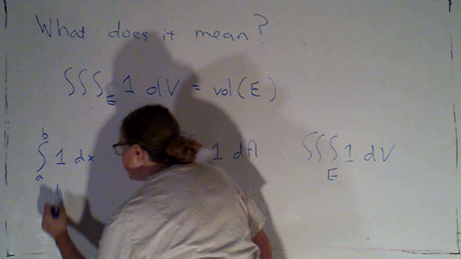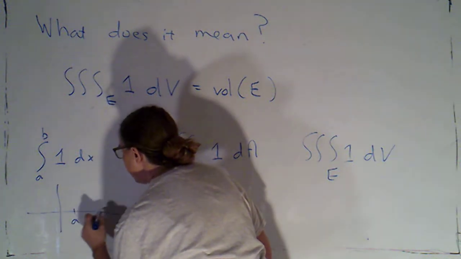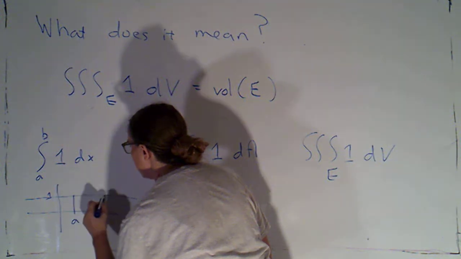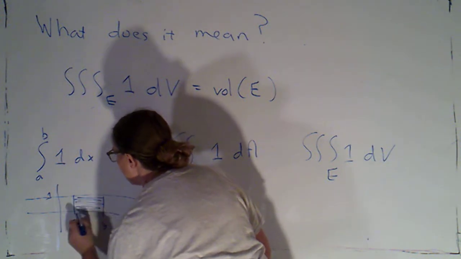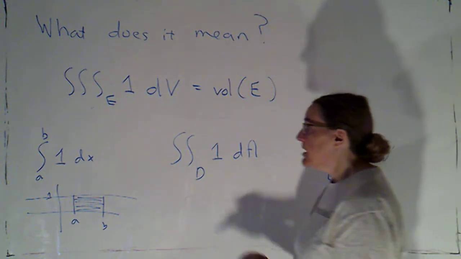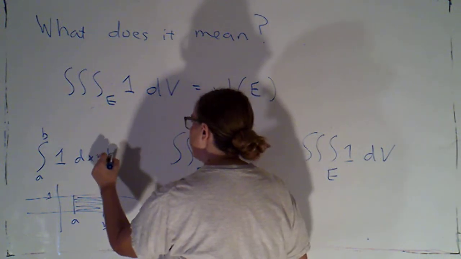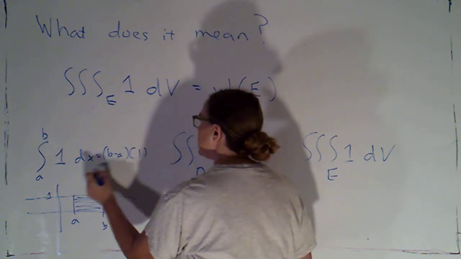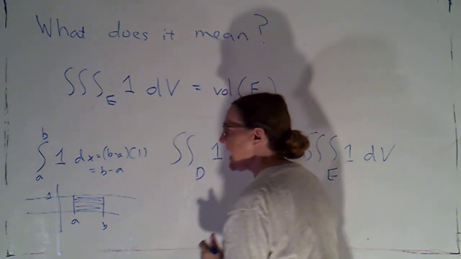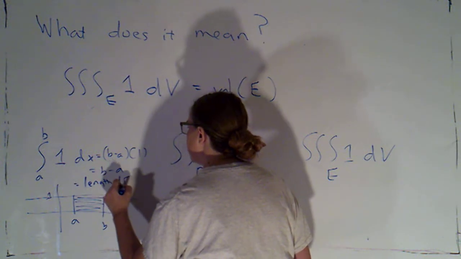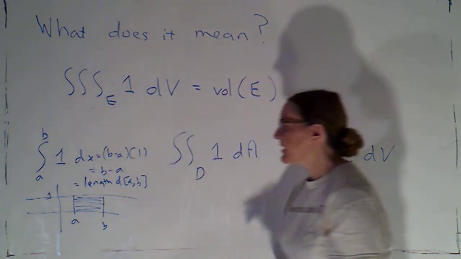I can think of this geometrically. We're going from A to B. We're integrating a constant height function of 1. We're simply getting the area of that rectangle. But the area of the rectangle would be B minus A, that's the length of the base, times 1 would just be B minus A. And so what I'm getting is the length of the interval from A to B.